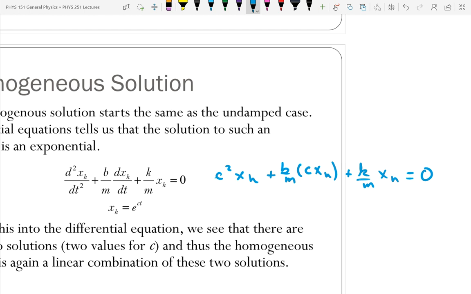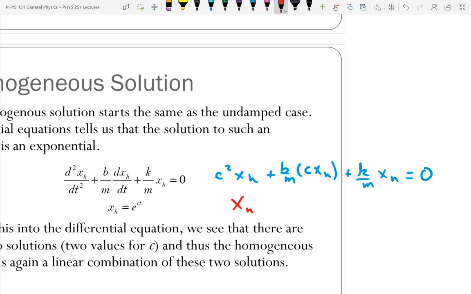Now what do I do? Cry. We cry a lot, okay? Well, what did you say, Gila? Could we do the quadratic? We will. We will first factor out the x homogeneous. And then we say, this gives me two solutions.